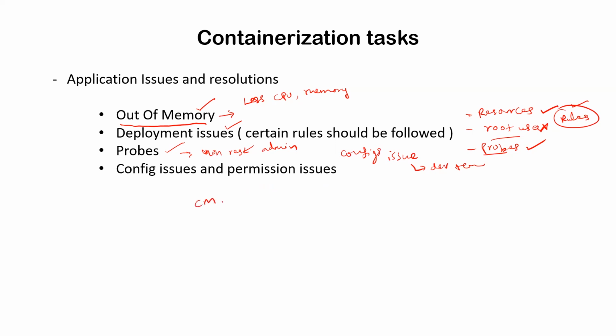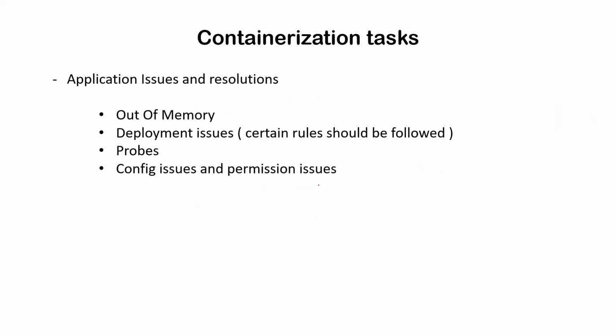Config issues and permission issues. A few teams used to report that whenever they used a config map and tried copying the files to a folder where they already had a few files, it used to delete the already existing files. That is where we had to suggest they use the concept of subPath, by which it used to copy the new file and it was not deleting the already existing files.